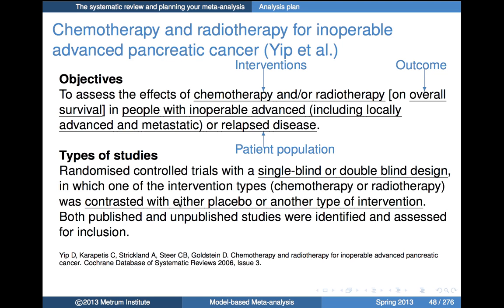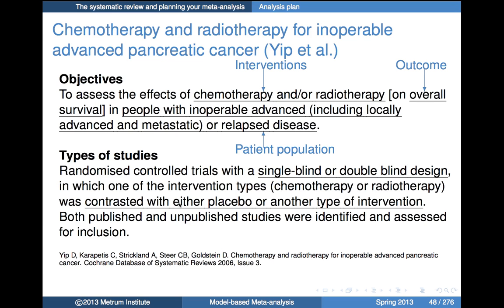The types of studies that they included were randomized controlled studies that were either single-blind or double-blind. Because of the potential issues with blinding and masking in chemotherapy and radiotherapy, they included single-blind studies. So single-blind or double-blind trials in which one of the intervention types, either chemotherapy or radiotherapy, was contrasted with either a placebo or another type of intervention. So we can see here they're specifically not including single-arm studies.